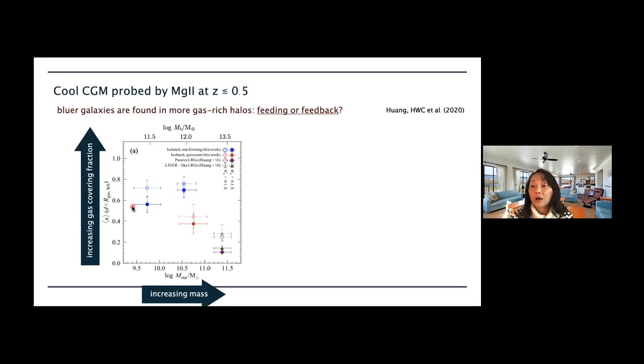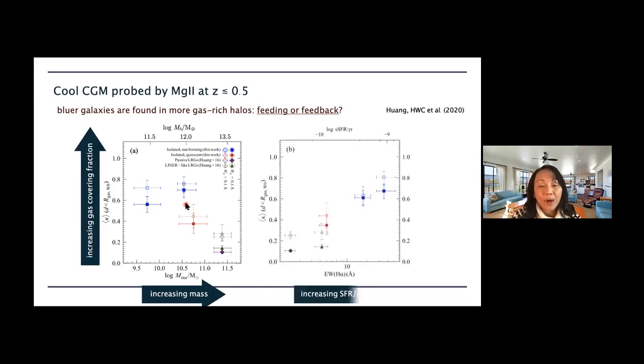And you can see a very clear decline. In addition to the mass dependence, as you go to a higher mass, the incidence of these cool clumps appears to drop very fast. There's also a difference between galaxies of different star formation history. And that's captured by this next plot that shows the mean gas covering fraction as a function of specific star formation rate. And that immediately raises the question about the origin of these magnesium 2 absorbers: are they coming out of starburst-driven outflows, or is it due to accretion that comes in from outside of the halo?